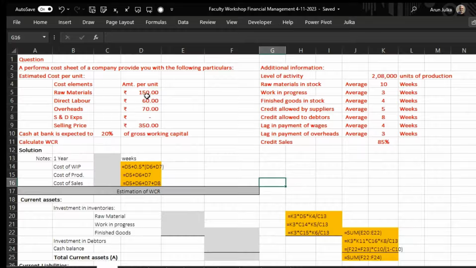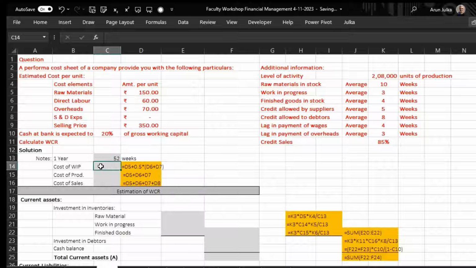cost of raw material 150 rupees per unit, direct labor 60 rupees per unit, overheads 70 rupees per unit, selling and distribution expenses nil, selling price 350 rupees per unit. Here, they say this 85%. Cash in bank is expected to be 20% of the gross working capital. And check raw material in stock, work in progress in stock, finished goods in stock, everything is given in weeks. So when we start this question, we assume 1 year equals to 52 weeks.